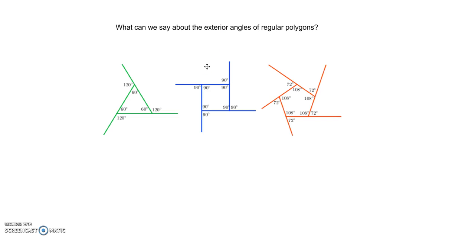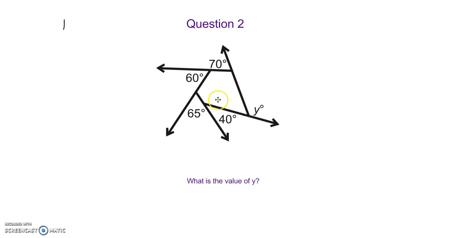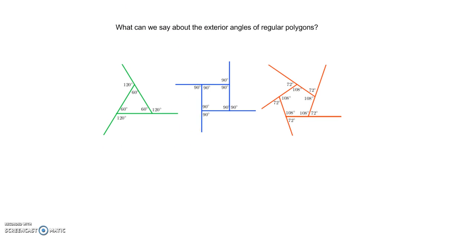Okay, so now we're going to quickly talk about what we can say about exterior angles of regular polygons, right? This last question was not a regular polygon, so we could not assume any sort of trick or formula for the last exterior angle. But here, let's look at a couple of regular polygons and see what we can tell about their exterior angles.